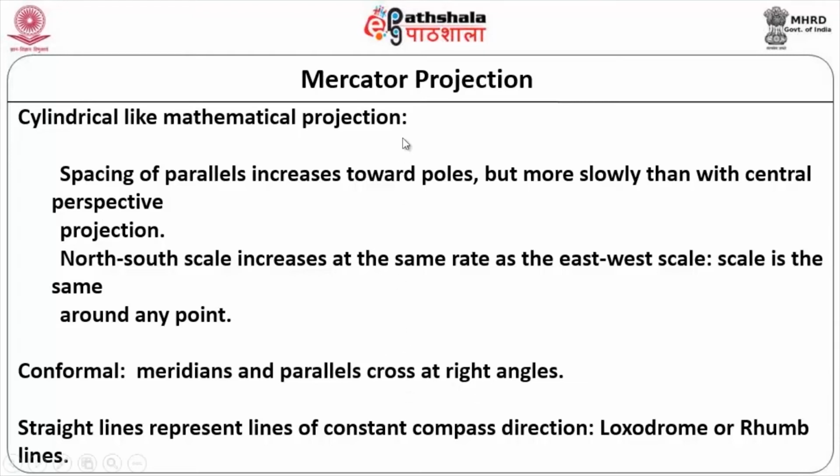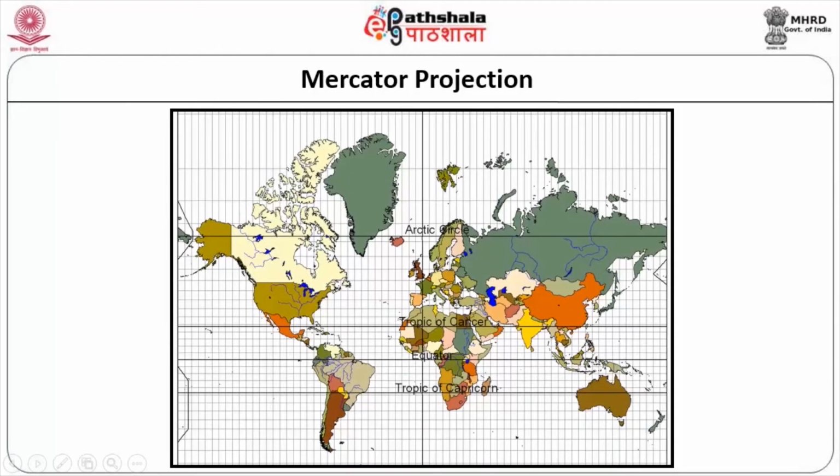Then all the straight lines you see here in the Mercator projection represent lines of constant compass direction. These are the loxodromes, or rhumb lines, as we call them. So, this is your Mercator projection. As I told you, this is the way in which the cylinder flips open, and you will find the entire globe represented here in the form of a rectangular object.